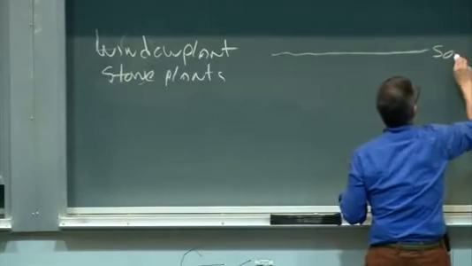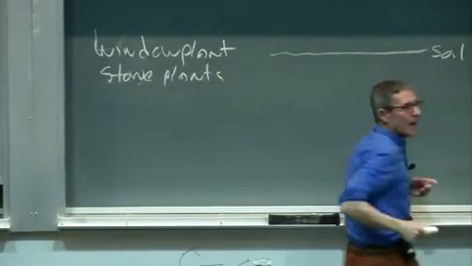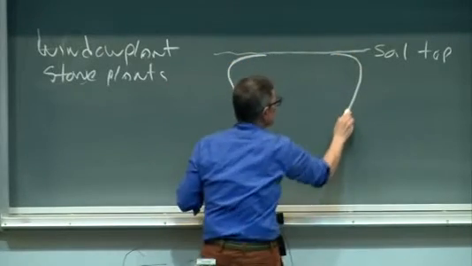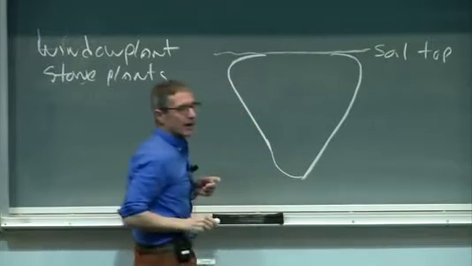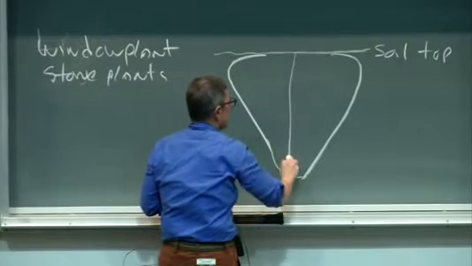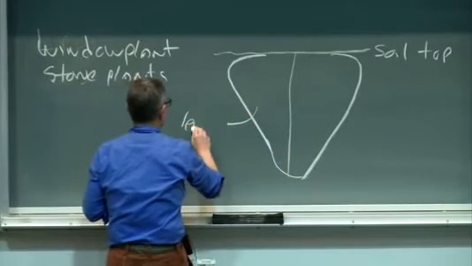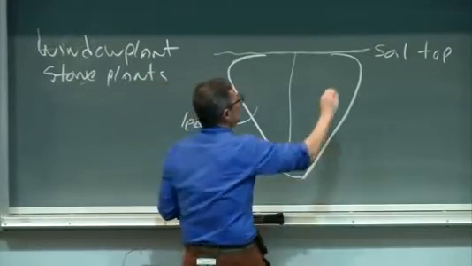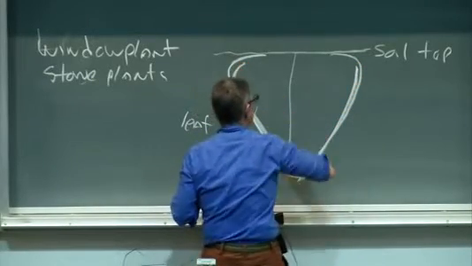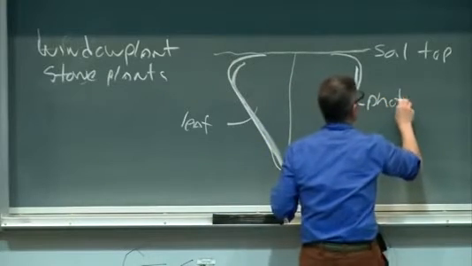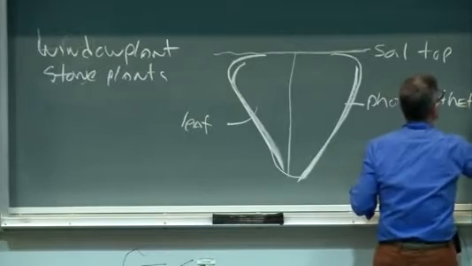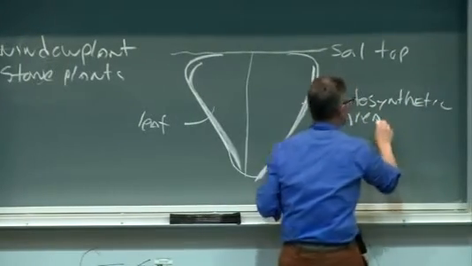Here is the soil top. And these plants consist of two leaves, which are mostly buried below the ground. And let me tell you how these leaves have become modified. So each of these is a leaf. The photosynthetic surface of the plant is along this edge of a leaf. So this is the photosynthetic area. It's along the edge of the leaf.